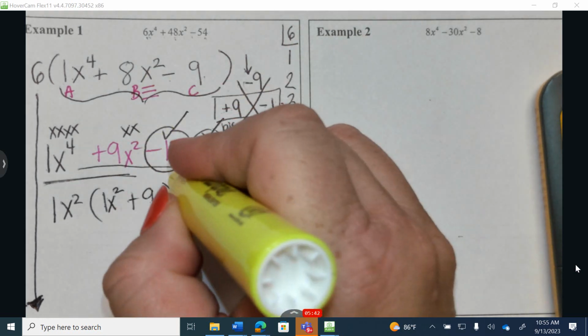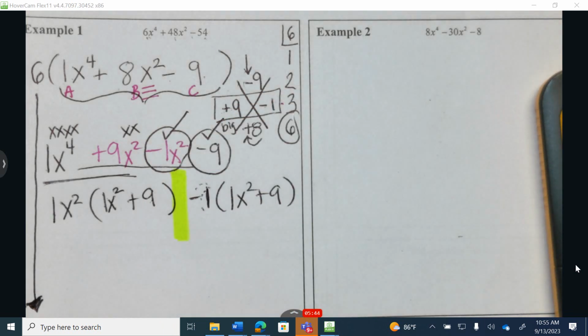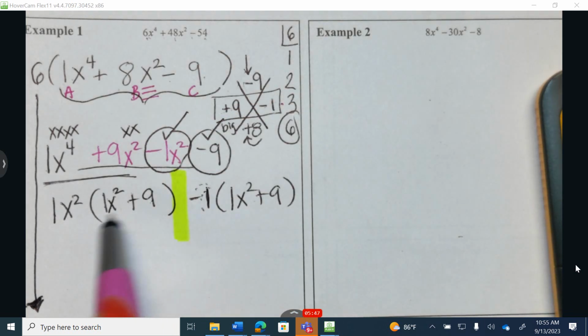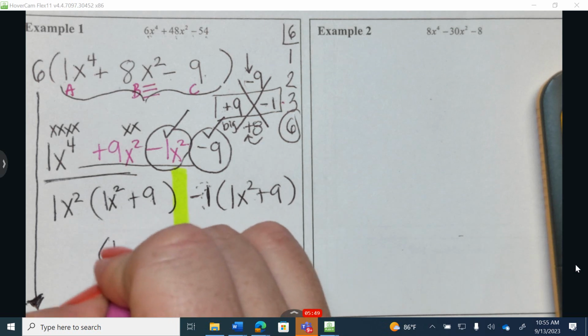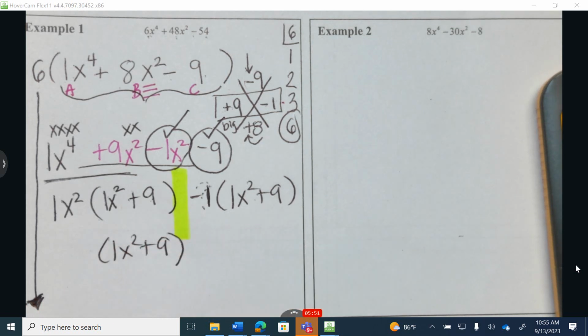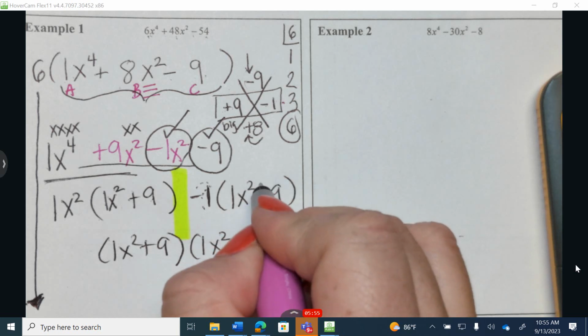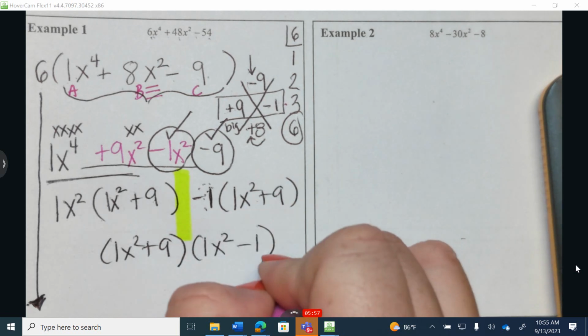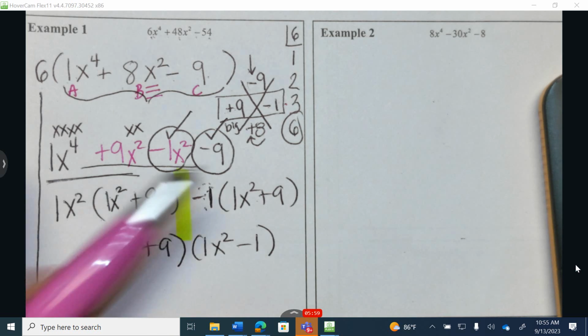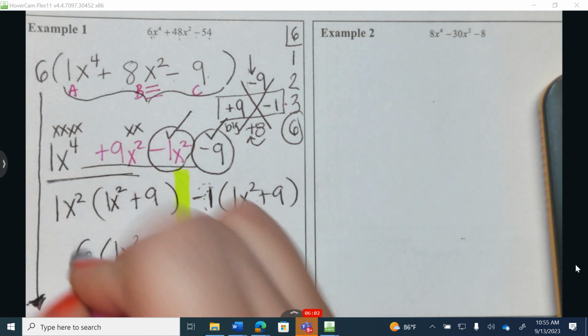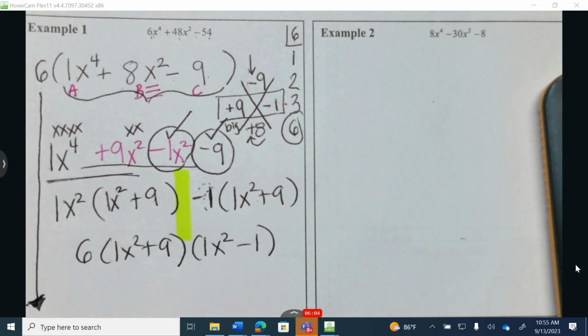Whether you think of it as like a midline, a half court, a 50-yard line, we're going to split it in half. The front and the back both contain the parenthesis 1x squared plus 9. In front of the first parenthesis is 1x squared. In front of the back parenthesis is negative 1. And here's where we can't forget about the 6 that we originally factored out. Please make sure you have all of these steps down on your paper today.